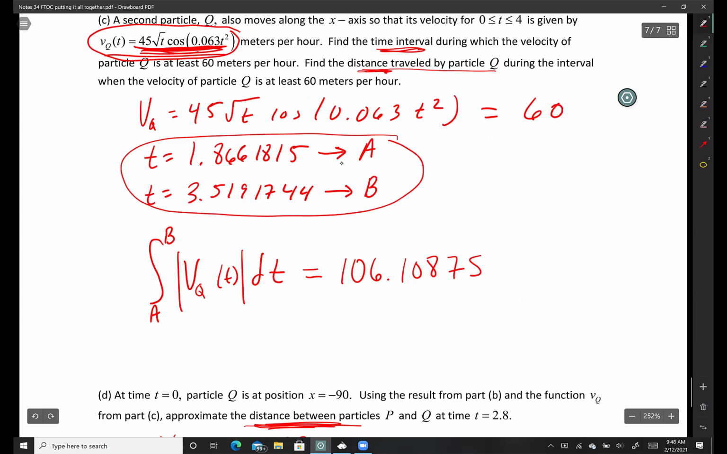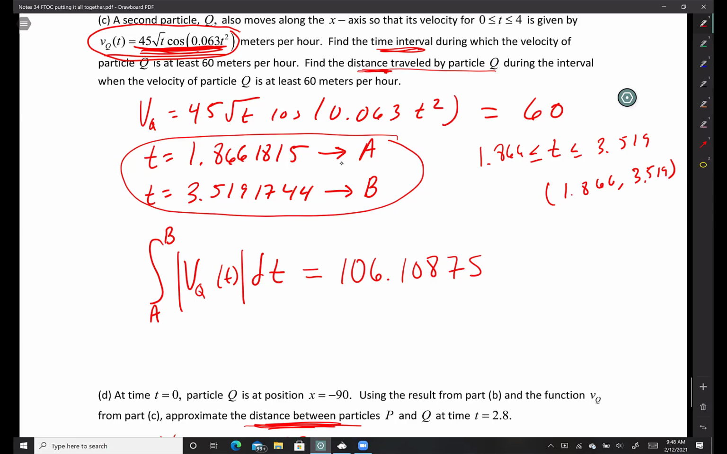It wanted my time intervals. Yeah, I think this would be full credit, but if you want to be 100% sure, you can do this. It's 60 between 1.866 and 3.519, or you could say 1.866, 3.519 on the side somewhere.